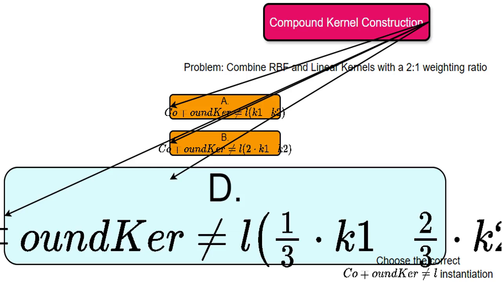This option gives the RBF kernel 1/3 weight and the linear kernel 2/3 weight. This perfectly represents the 2:1 ratio and adds up to 1. I want to consider this answer the best. It's mathematically sound. It's a perfectly balanced, normalized combination.